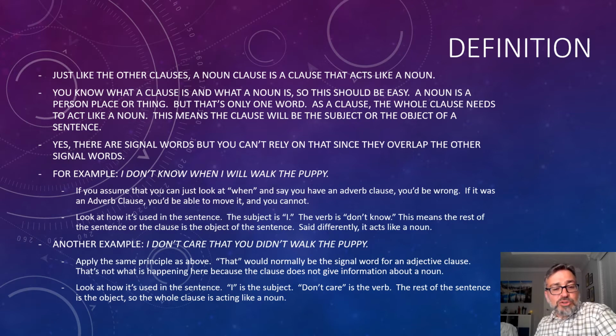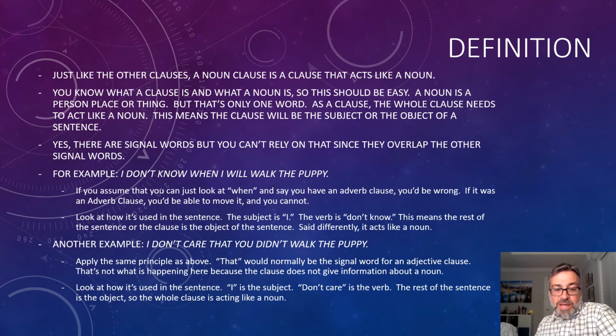But you have to look at how it's used in the sentence. So if you look at the sentence, I don't know when I will walk the puppy. The subject of the sentence is I. The verb is don't know. And that means everything after don't know is the object, basically the rest of the sentence. And so it acts as the object. It is a noun clause. So just because you know the signal word doesn't mean it's always going to work for you.